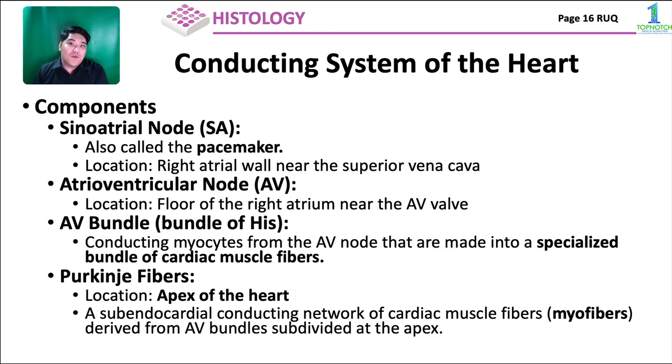So, ano ba yung mga components na yon? We have our SA node, AV node, bundle of His, and Purkinje fibers. So, important to note here yung mga locations, baka matanong. Buzzword, pacemaker, SA node. Okay, AV node it is on the floor of the right atrium near the AV valve. And then your AV bundle is a specialized bundle of cardiac muscle fibers. And then your Purkinje fibers located in the apex of the heart.